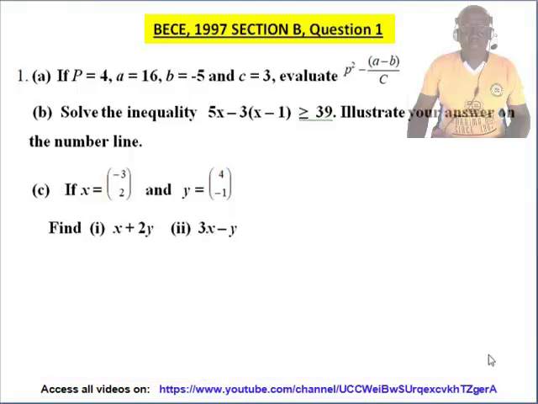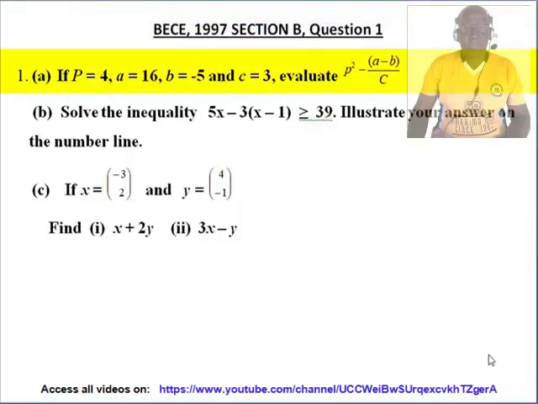BECE 1997, Section B, Question 1. 1a. If p equals 4, a equals 16, b equals -5, and c equals 3, evaluate p squared minus a minus b in brackets, divided by c.